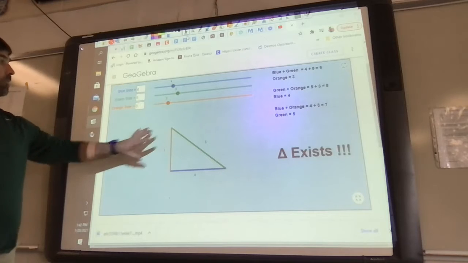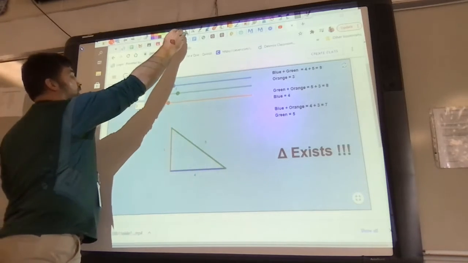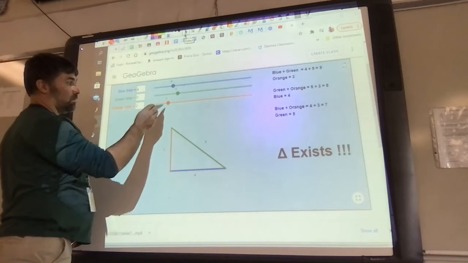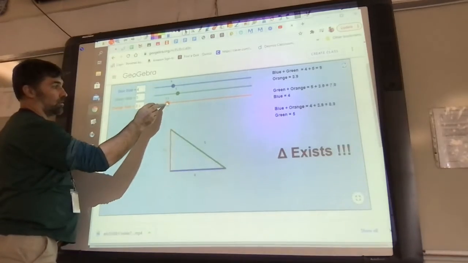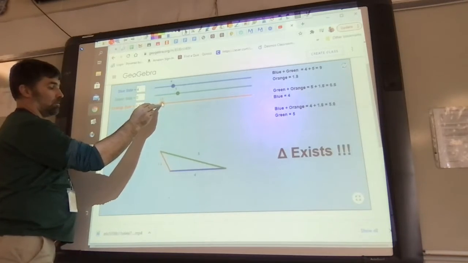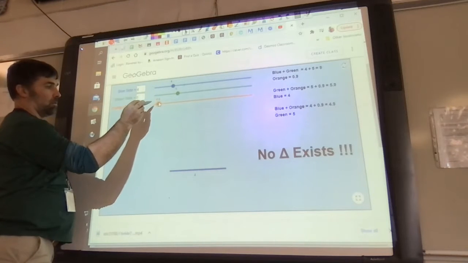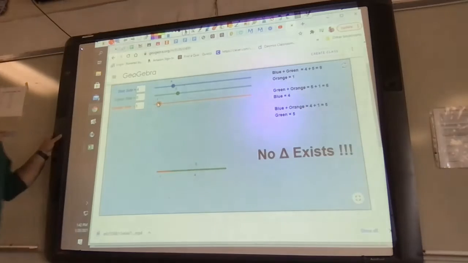So anyway, here's the idea. A 3, 4, 5 makes a triangle. All right, watch this. Let's say I adjust this, right? So 3, 4, 5 obviously works. At what point does it not work? Let me move it. Why does that not work? It doesn't work at 1.